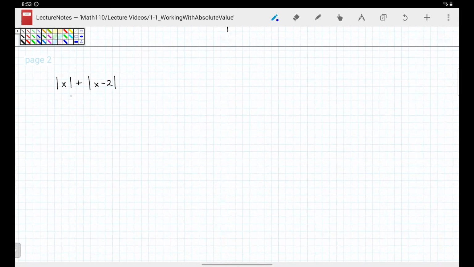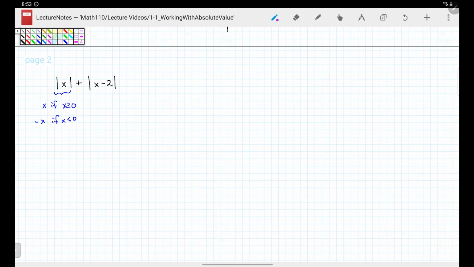So this has two different parts of absolute value. And those two different absolute value pieces are going to have different breaking points for the piecewise definitions of them. So this one is going to be x if x is greater than or equal to 0, and the opposite of x if x is negative.